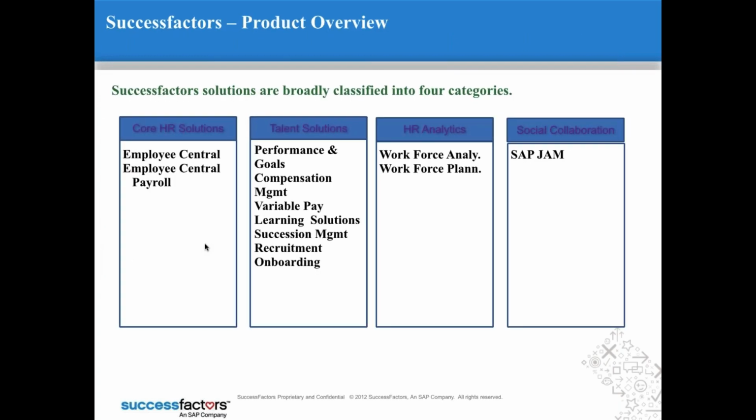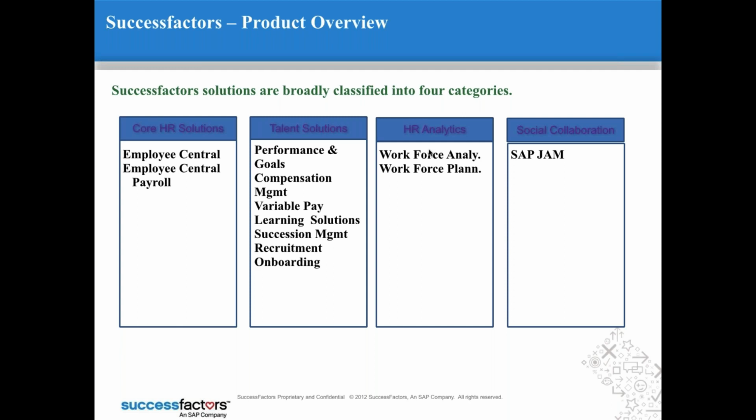And this slide shows the SuccessFactors solutions that are available. It is broadly classified into 4 categories. The core HR solutions are EC and EC Payroll. Talent solutions are performance, goals, compensation, variable pay, LMS, recruitment and onboarding. HR analytics has workforce analytics and planning. Social collaboration is JAM. So this is fine, this is also fine. These two are something entirely new for SAP. They didn't have this in the on-premise solution.